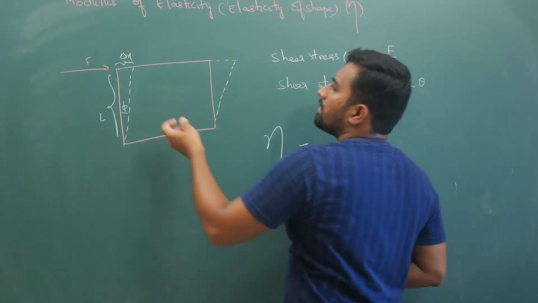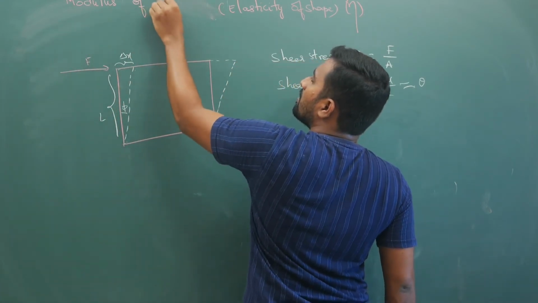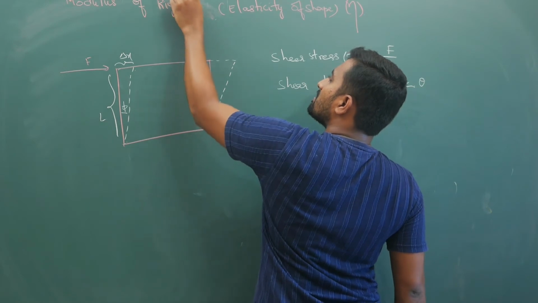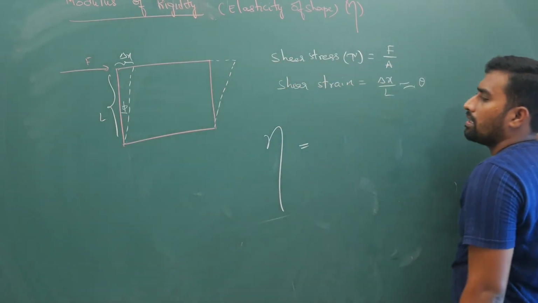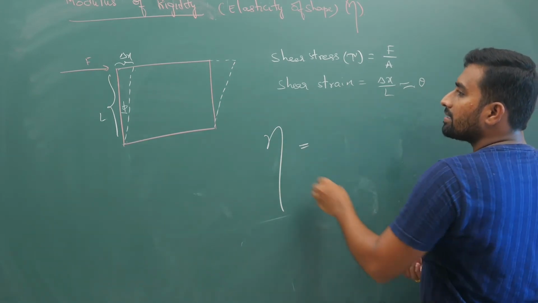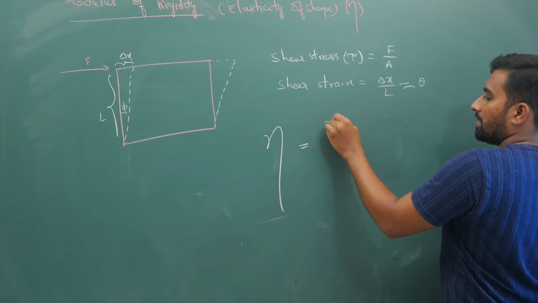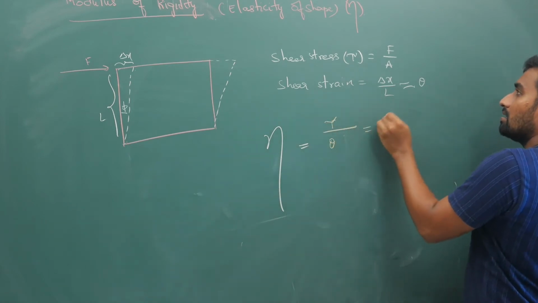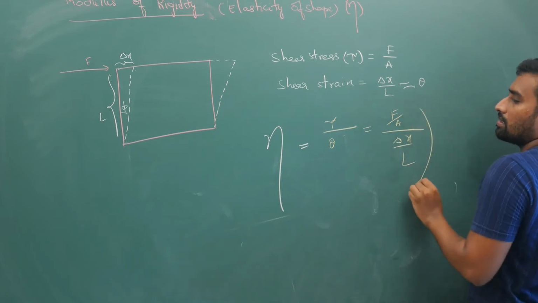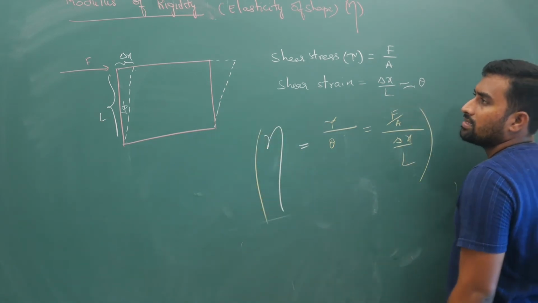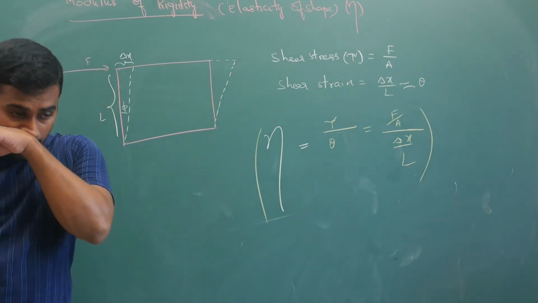Oh, what did I write? Modulus of elasticity, I wrote the wrong heading. It is modulus of rigidity, or shear modulus of rigidity. So your eta is your modulus of rigidity. It is tau, the shearing stress, by theta, which is F by A whole divided by delta x by L. So like this we usually define 3 moduli of elasticity.